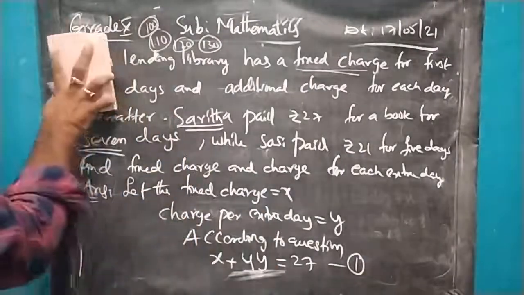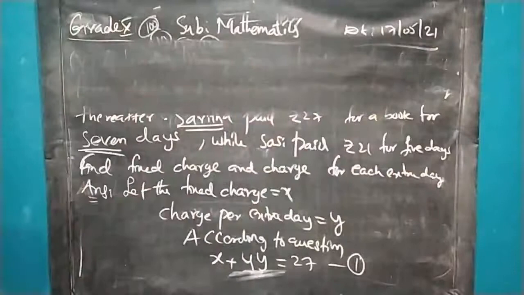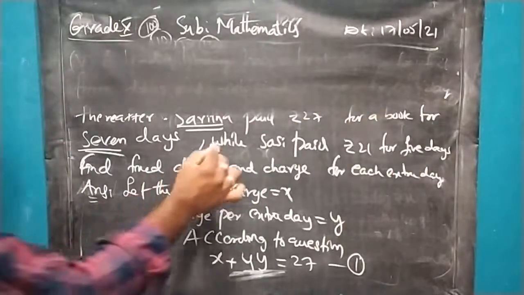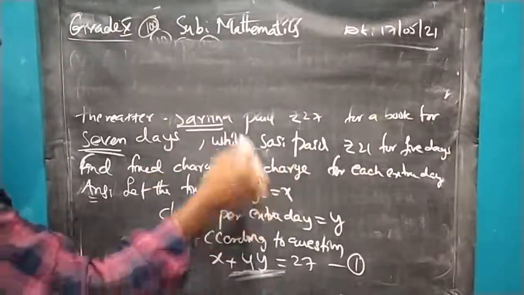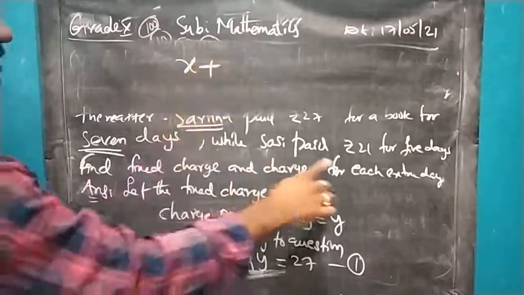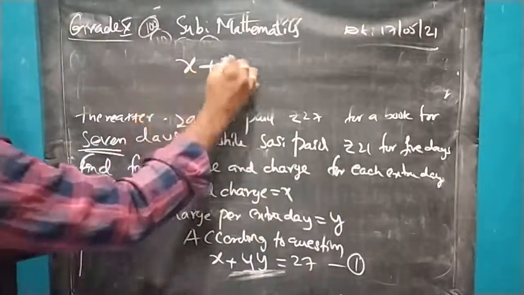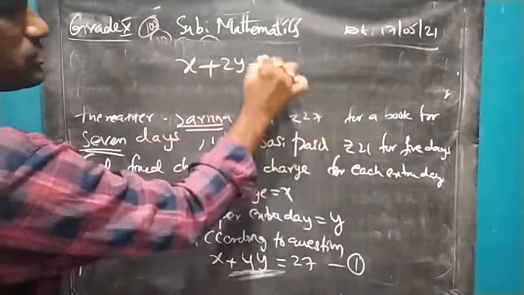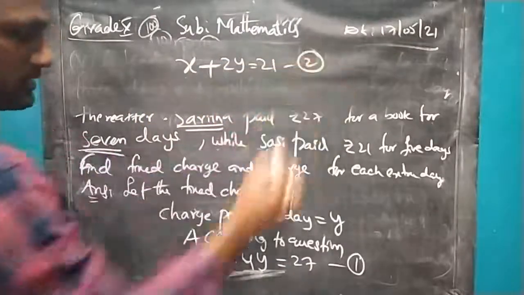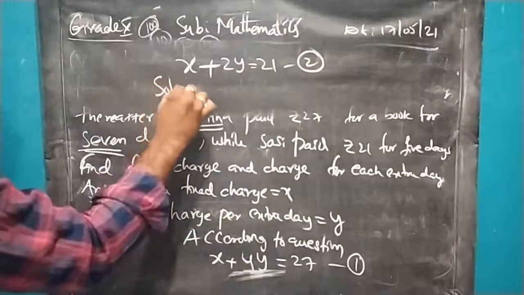Next, let us see the second equation. While Sasi, Sasi is the person, he is also taking the fixed charge. So how many days? For 5 days here. So already 3 days are over, remaining 2 days. So x plus 2y is equal to 21. This we can mark as the second equation. So solving 1 and 2.